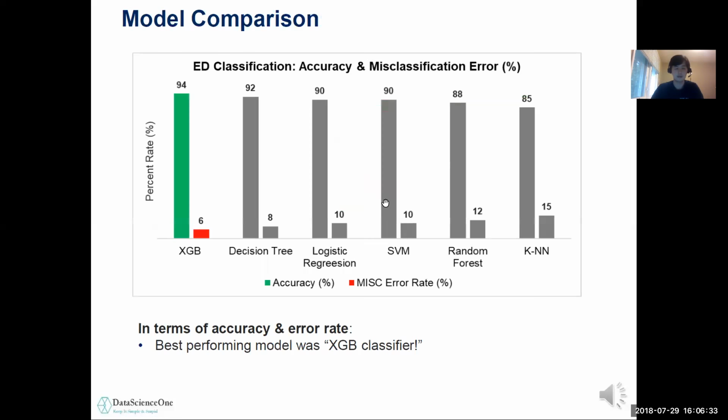Now, let's move on to model comparison. In terms of model comparison, like I said, I compared across 6 different classification algorithms. Based on the model accuracy and misclassification error rate, the best performing model was the XGBoost classifier.